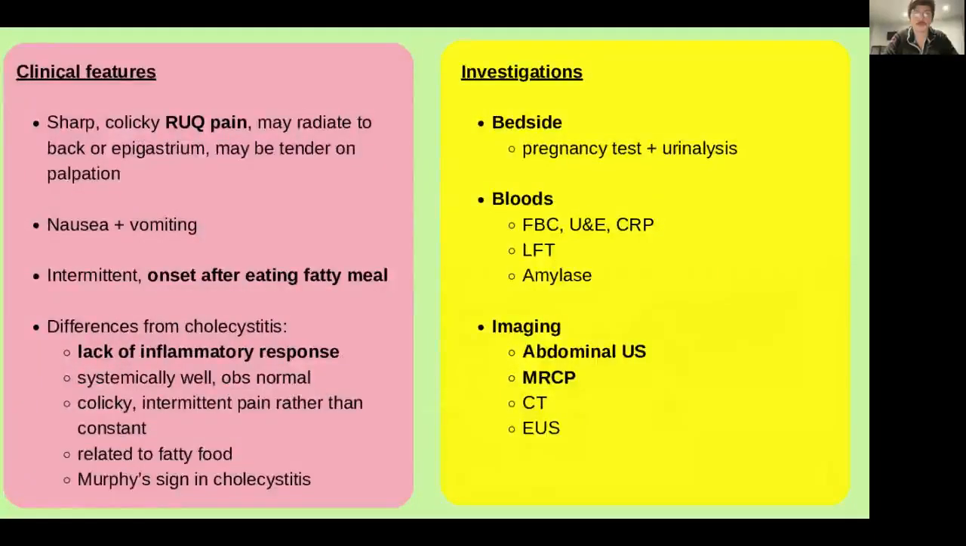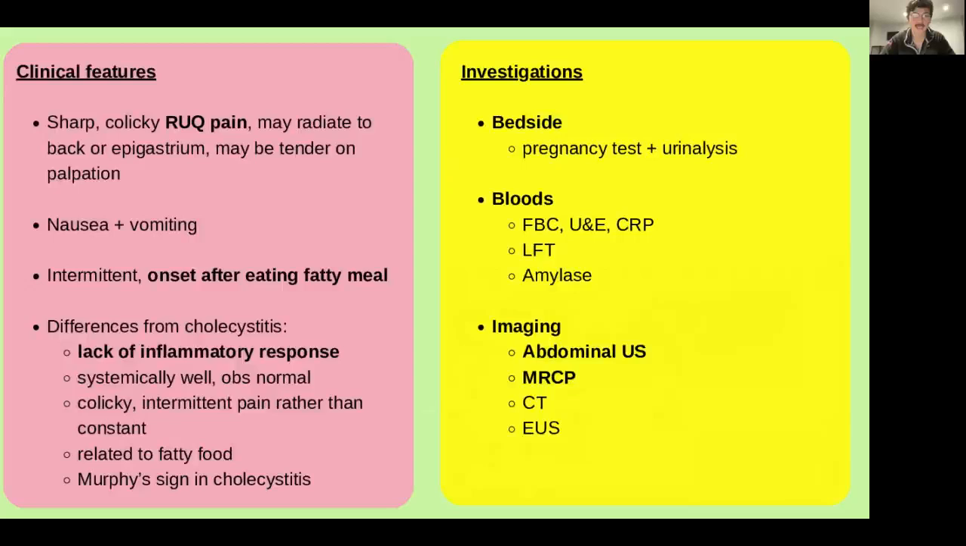So clinical features, well, you have the classic sharp, colicky right upper quadrant pain related to fatty food. Does anyone know why fatty food causes that classic colicky pain? If you know it, just pop it in the chat, or just take a guess. So it's related to cholecystokinin. Yeah, that's right. Yeah, Sohaib, I pronounced that right.